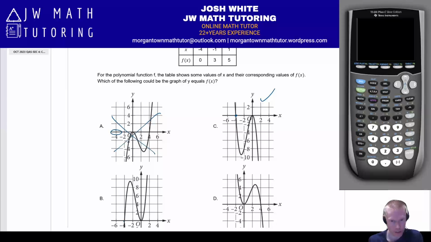Does B go through it right here? Yep, keep it for now. Does D go through it? -4, 0? Nope, does not. Okay, so now we're down to 2 choices. So let's see, -1, 3.